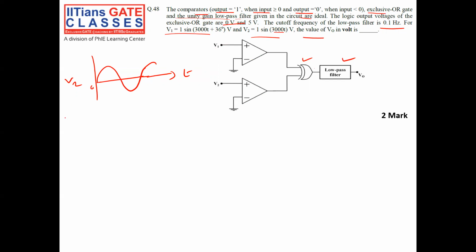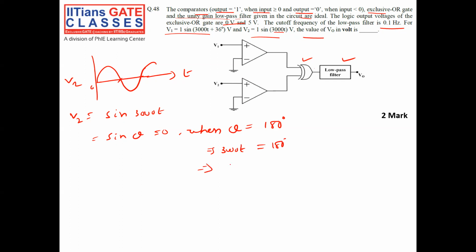So V2 is equal to sine 3000 t. So I can say sine theta. It will be 0 when theta is equal to 0. Again it will be 0 at 180 degree, again at 360 degree, right? So at theta equal to 180 degree, it will be 0. Theta here is given as 3000 t, equal to 180 degree, right?